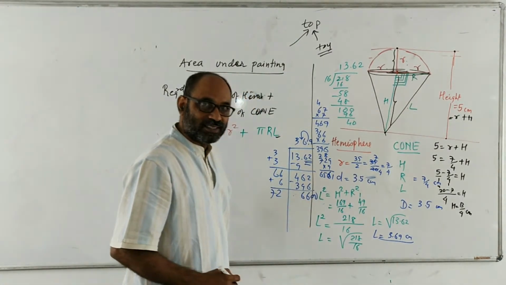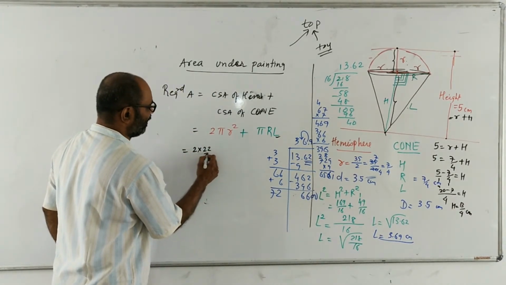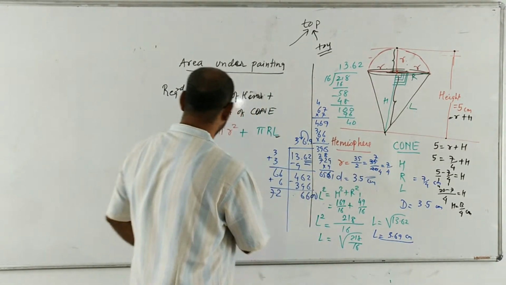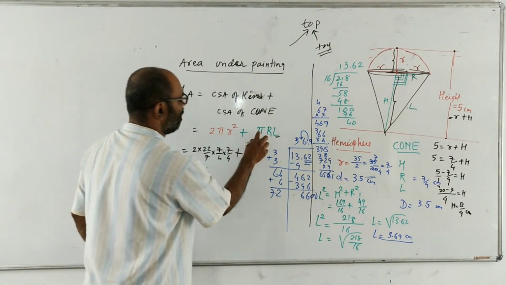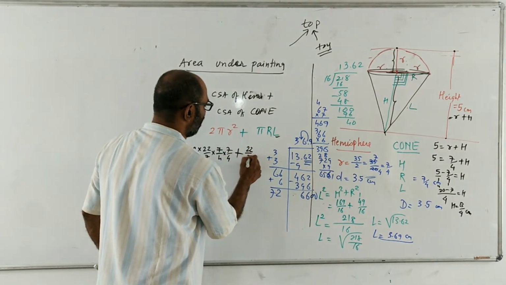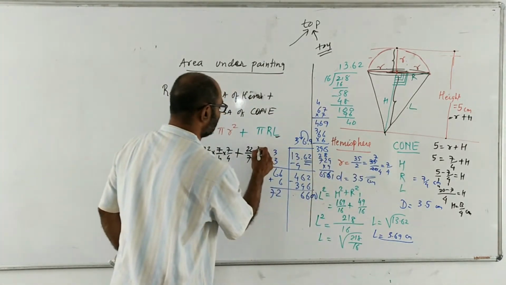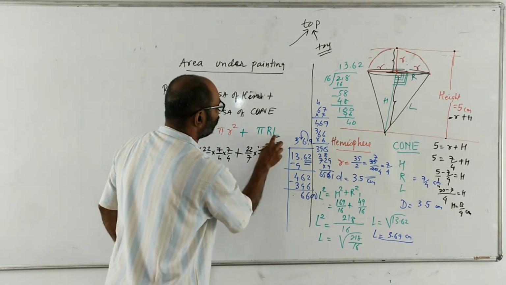L is 3.69 approximately. Chaliye, 2 into pi, 22 upon 7, r square. That is 7 by 4. So 7 by 4 into 7 by 4 plus pi. That is 22 upon 7. R. What is R? Once again 7 by 4. I'll erase this part. Into L.